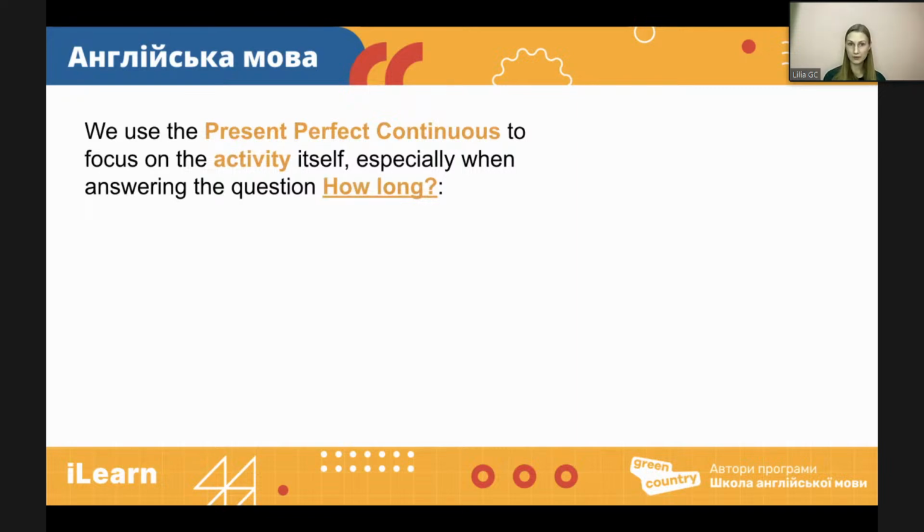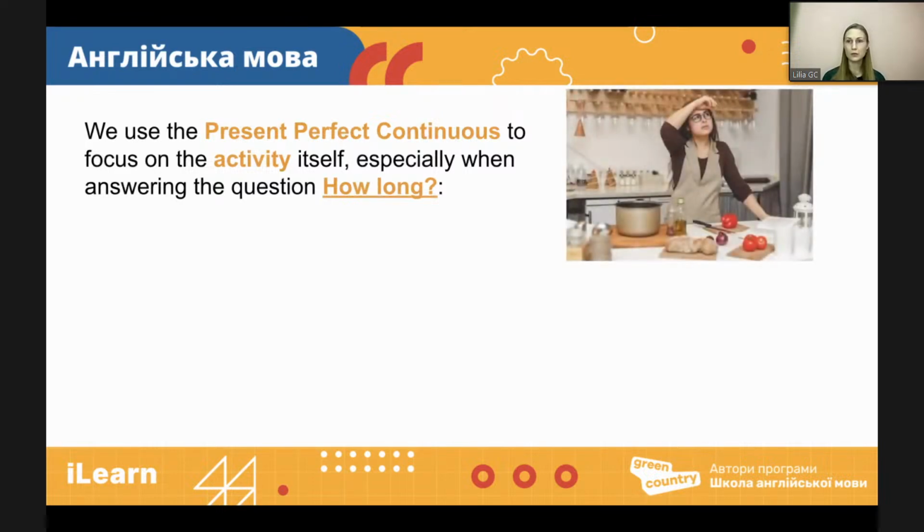Okay, so now let's check the main differences. We use present perfect continuous to focus on the activity itself, and especially answering the question, how long? So look at this woman. What does she look like? To me, she looks a bit tired. We can say she has been cooking all day, because looking at her, we can understand that it took her some time to do that. So again, busy and tired are not the results, they're side effects. That's why we need present perfect continuous.